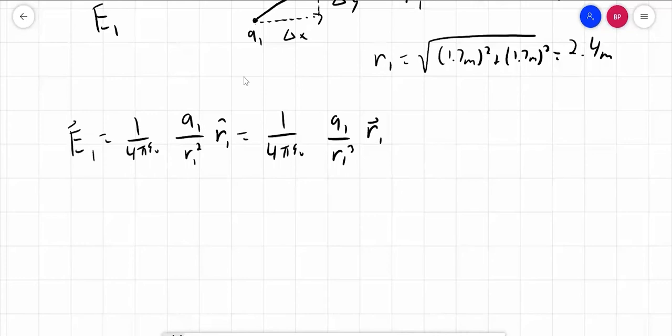Okay, this just saves one step in the calculation. If it confuses you, just go ahead and do it. It doesn't really matter.